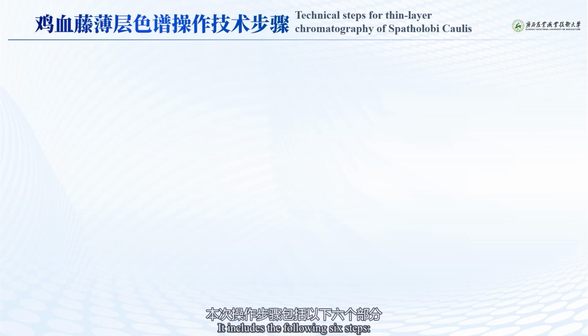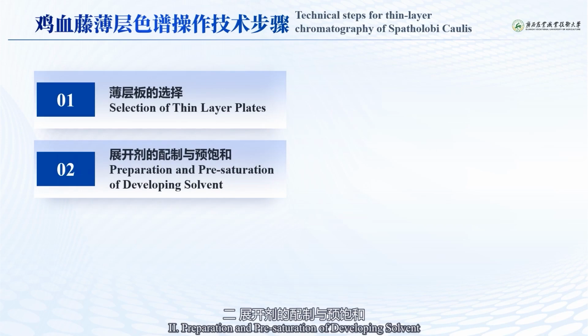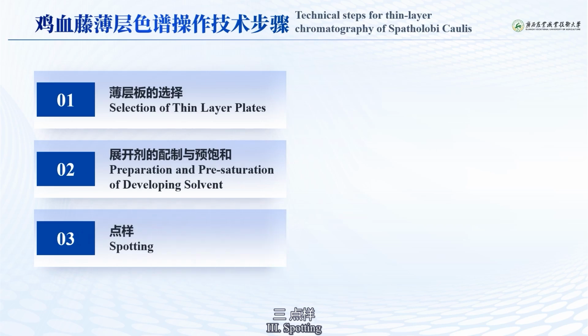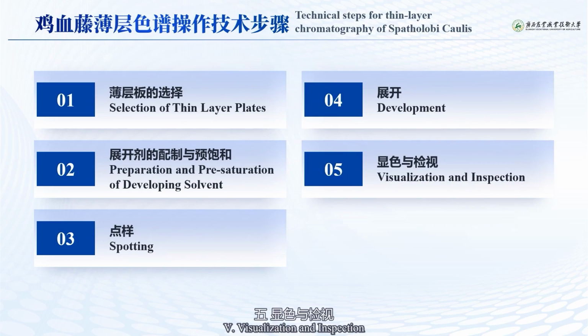It includes the following 6 steps. First, selection of thin layer plate. Second, preparation and pre-saturation of developing solvent. Third, spotting. Fourth, development. Fifth, visualization and inspection.